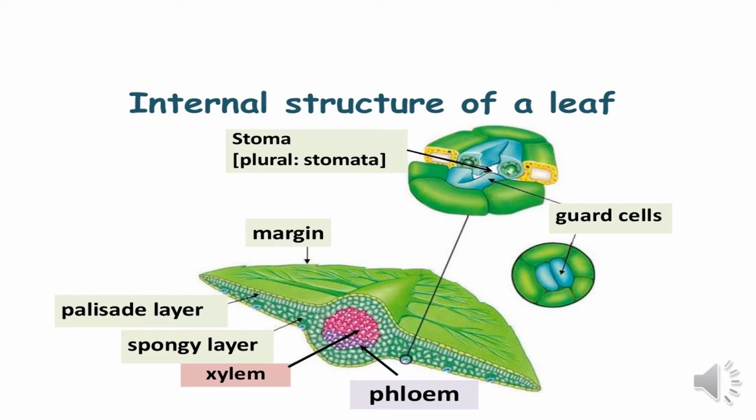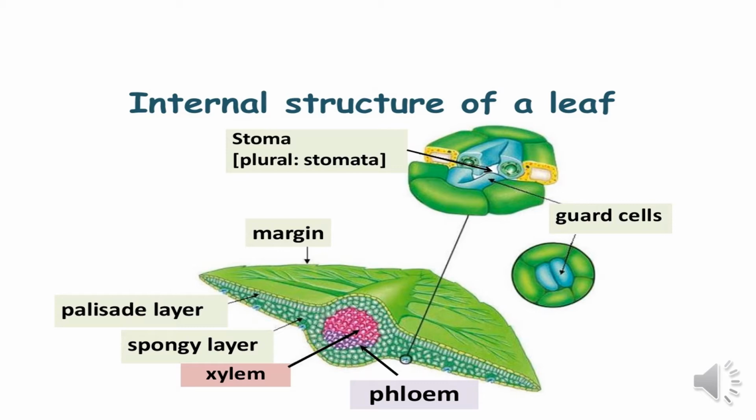Below the epidermis there is a layer of cells. In the cross section of the leaf you can see below the epidermis there is a layer of cells called the palisade layer. In this layer there are a number of chloroplasts present. It means most of the process of photosynthesis takes place in this layer.